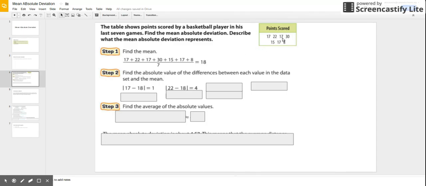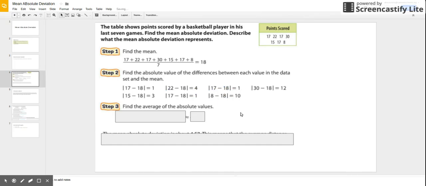So let's look. The absolute value of 17 minus 18 is 1. 30 minus 18 is 12. 15 minus 18 is 3. Again, if you're not sure what the absolute value is, just think how many spaces away is 15 from 18. There's 3. So it's not negative 3, it's positive 3. We're doing the absolute values. So you're subtracting each number in the set minus your mean, 18, and just keep on doing that.